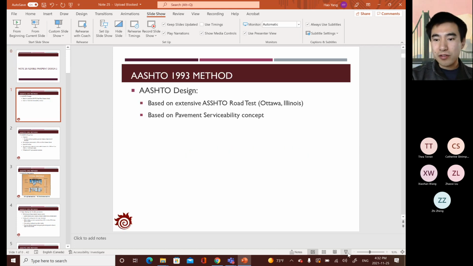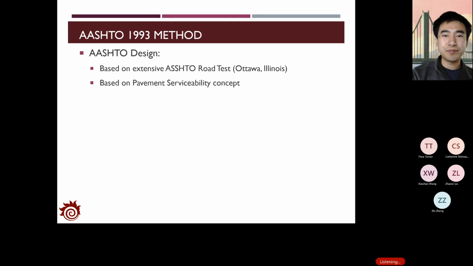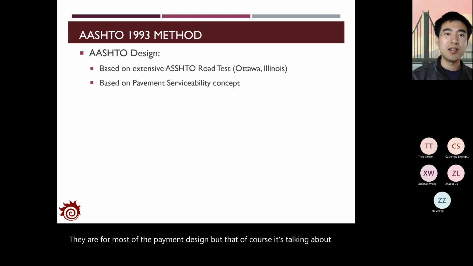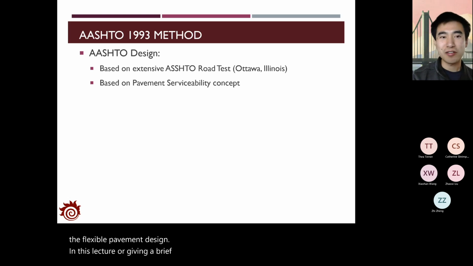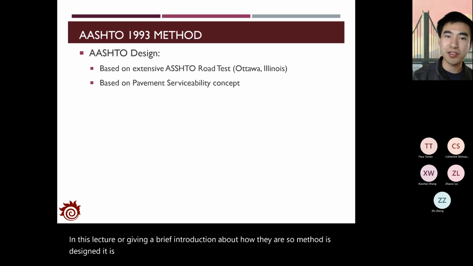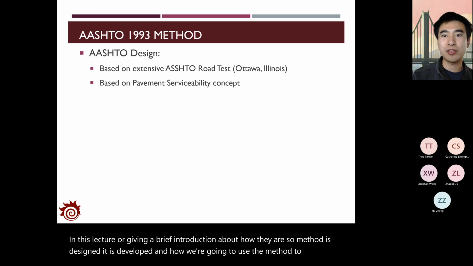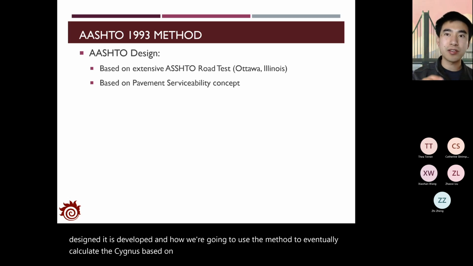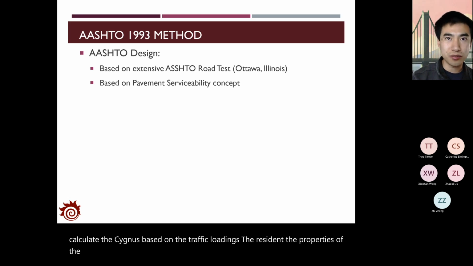The AASHTO method is actually very popular for most of the pavement design. Of course, it's talking about the flexible pavement design. In this lecture, I'll give you a brief introduction about how the AASHTO method is developed, and how we're going to use the method to eventually calculate the thickness based on the traffic loadings, the properties of the subgrade materials, and also the asphalt concrete layers.